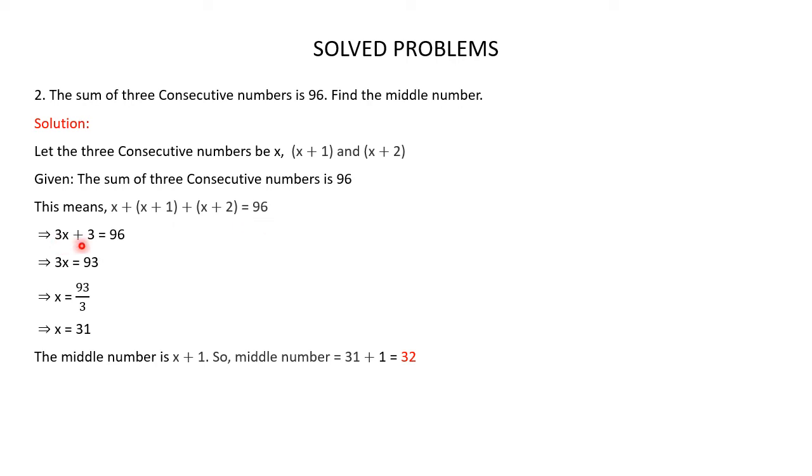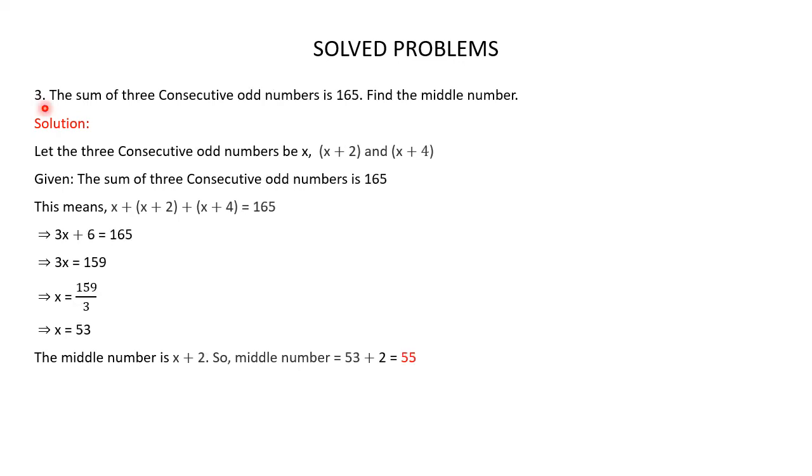So 3x plus 3 is equal to 96. When you move 3 to the other side, you will get 3x is equal to 96 minus 3, which is 93. So x is equal to 93 divided by 3, which is 31. So we got the value of x as 31. But we are asked to find the middle number. The middle number is x plus 1. So the middle number is 31 plus 1, which is 32.